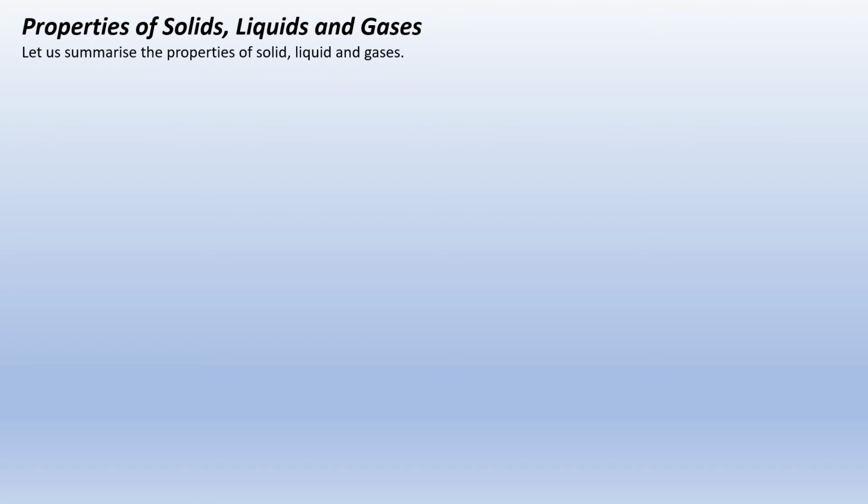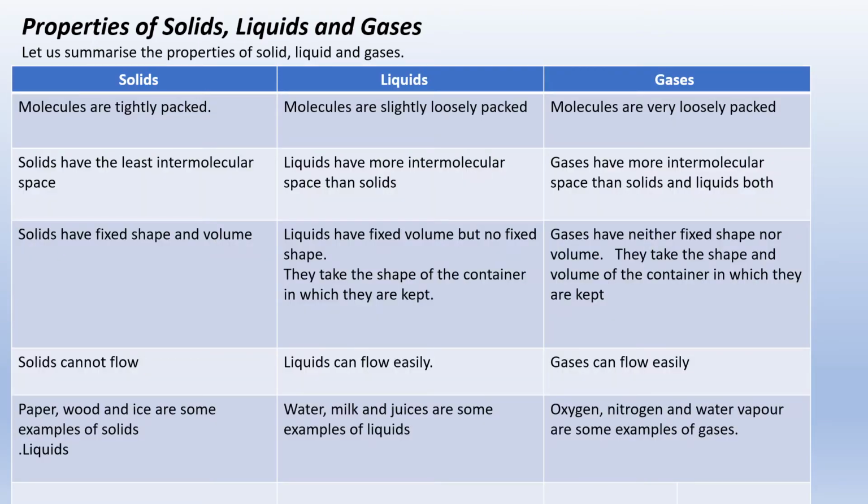Now let us summarize the properties of solids, liquids and gases. In solids, molecules are tightly packed. In liquids, molecules are slightly loosely packed. In gases, molecules are very loosely packed. Solids have the least intermolecule space. Liquids have more intermolecule space than solids. And gases have more intermolecule space than the solids and the liquids both.